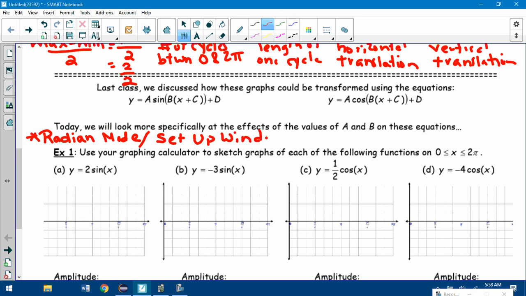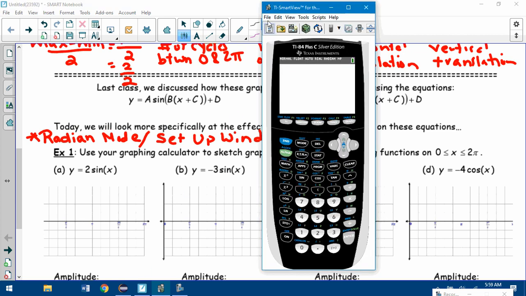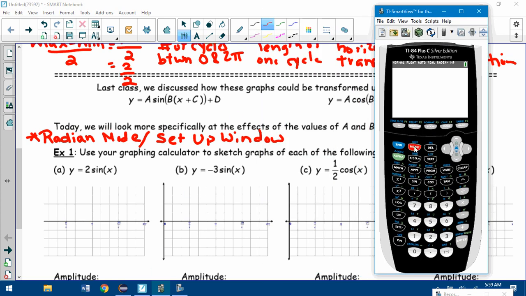So grab your calculator if you don't have it. Make sure your mode is radian. Mine already is. But for the window, if you look at these graphs, we want to go from 0 to 2 pi. So x min is 0. X max, type in 2 pi. When you do that, you'll see a big decimal just pop up. That is 2 pi. The y min, it looks like we're going down to -4 and up to 4. So do that too.